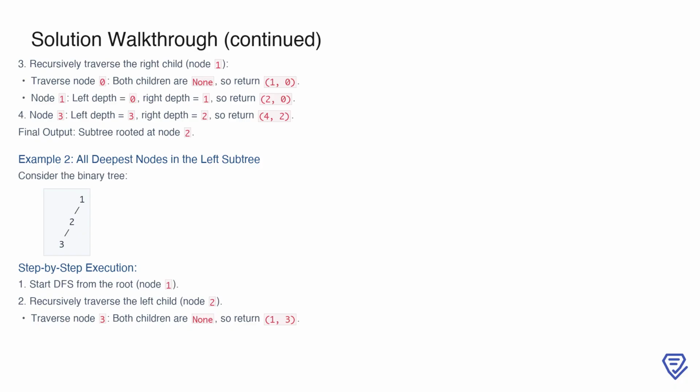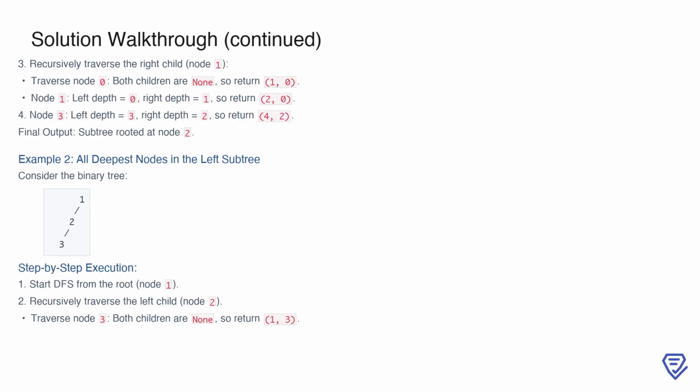Therefore, we return a combined depth of 2 and node 0 as the smallest subtree root for this branch. Finally, at the root node 3, we compare the depths of the left and right subtrees. The left subtree, rooted at node 2, has a depth of 3, while the right subtree, rooted at node 0, has a depth of 2. Since the left subtree is deeper, we determine that the smallest subtree containing all deepest nodes is rooted at node 2, and the final output for this example is node 2.